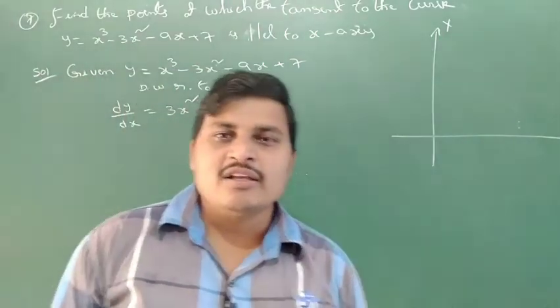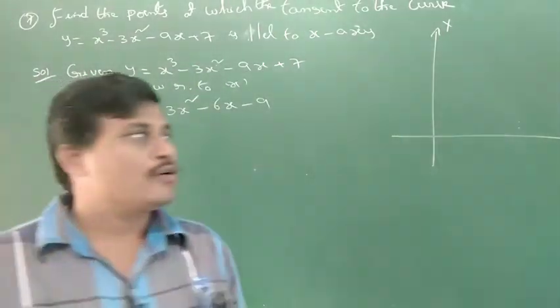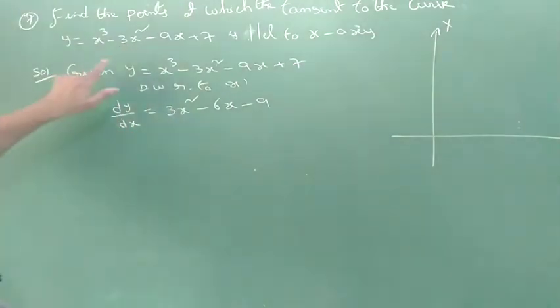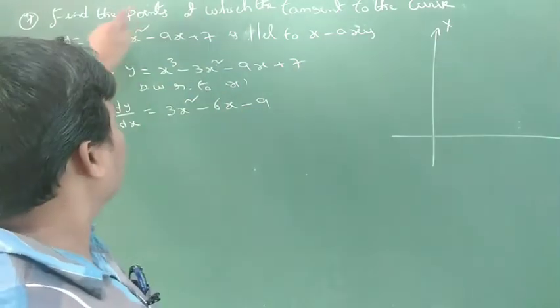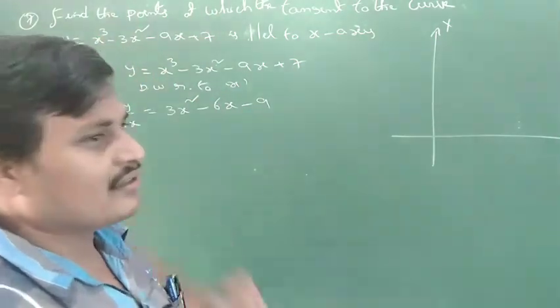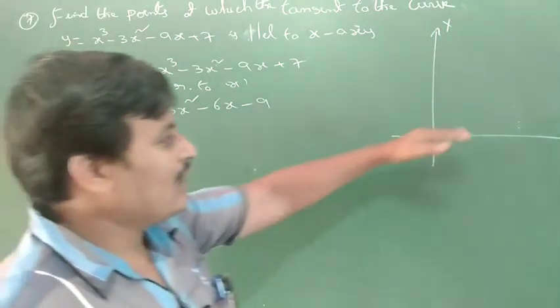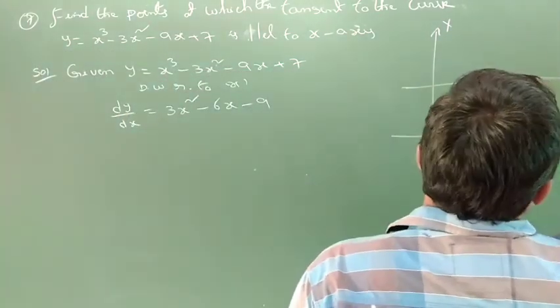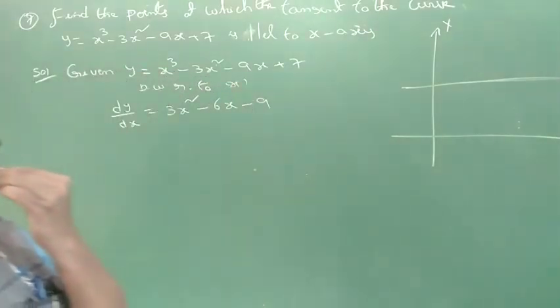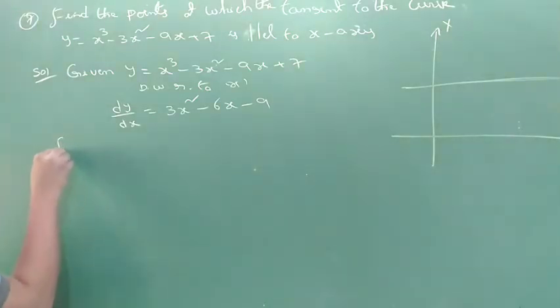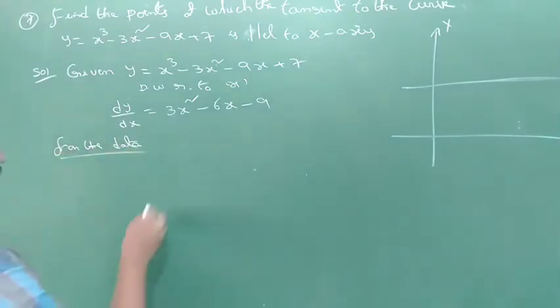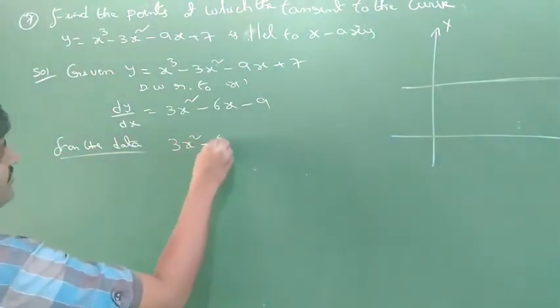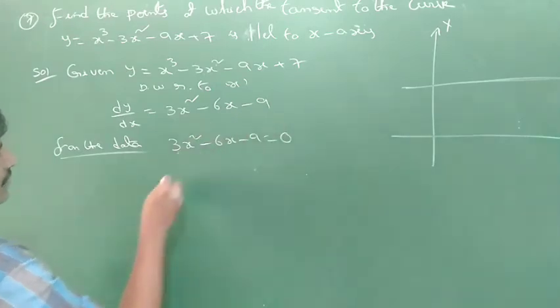If two lines are parallel, their slopes are equal. So here what is given? The tangent to the curve is parallel to the x-axis. The x-axis has slope 0, and a line parallel to it also has slope 0. So from the data, 3x square minus 6x minus 9 equal to 0.